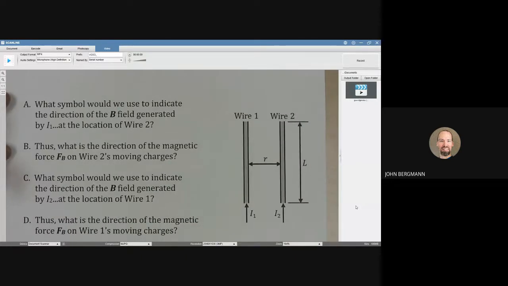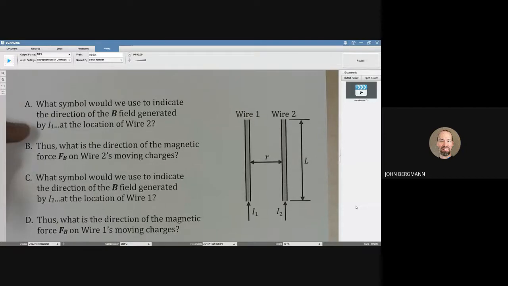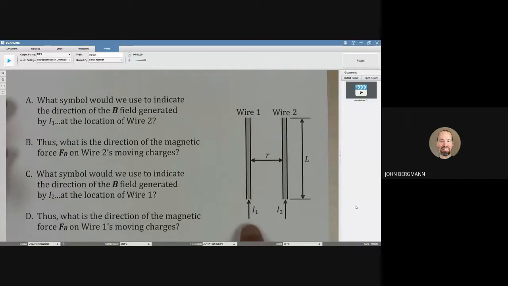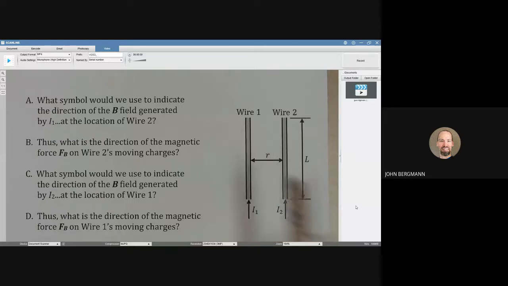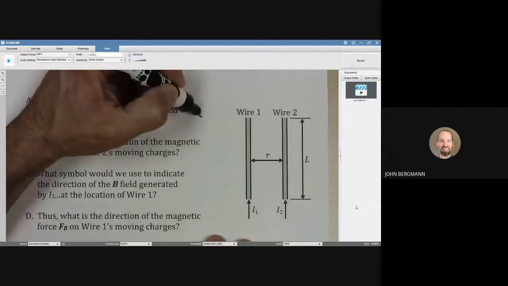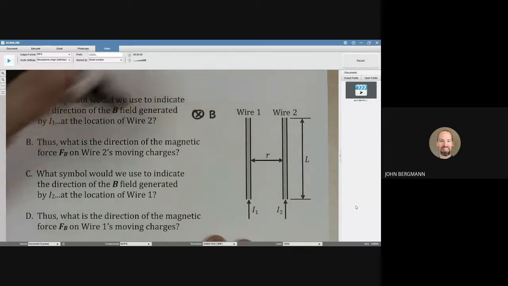What symbol would we use to indicate the direction of the magnetic field generated by I1 at the location of wire 2? Here's a current there, I1, and that's going to generate a magnetic field around that wire. In what direction does that magnetic field act at the location of wire 2? Well, we would use our thumbkin twist and right hand rule. We're pointing our thumb in the direction of conventional current, and then you can see our fingers would curl right there at the location of wire 2 into the page. That would be a magnetic field that's into the page right there.